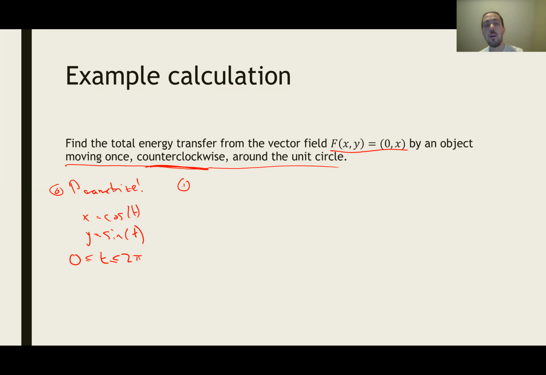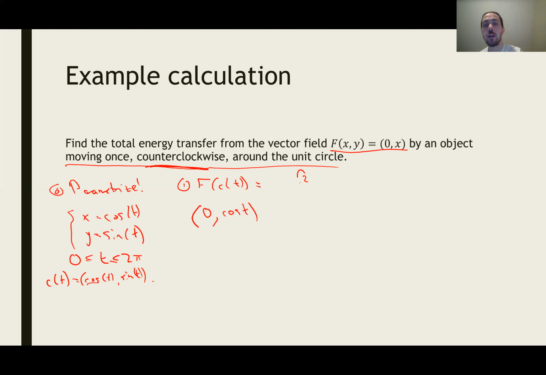Step 1 then is we have to evaluate f of c of t. We have to evaluate our vector field at the position x comma y here. Our parameterized curve is c of t is equal to cos t comma sine t, like so. And so our vector field at c of t is given by, our vector field is always 0 comma x, and x is cos t, like so.